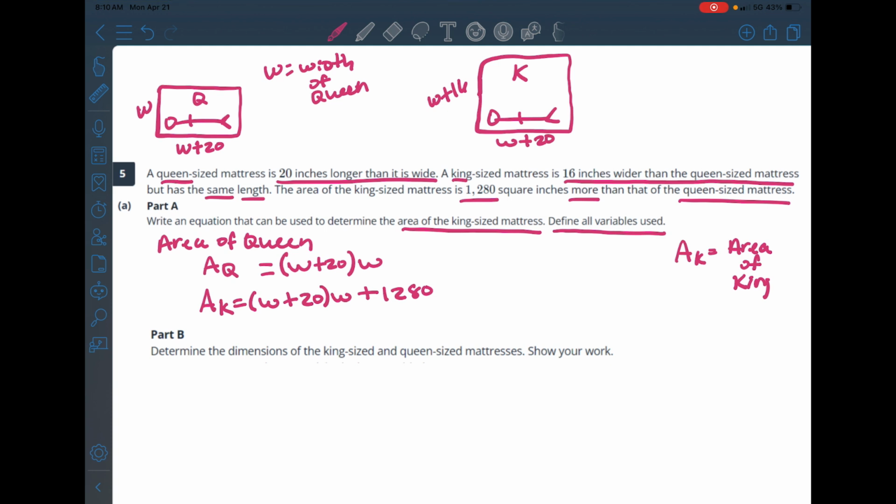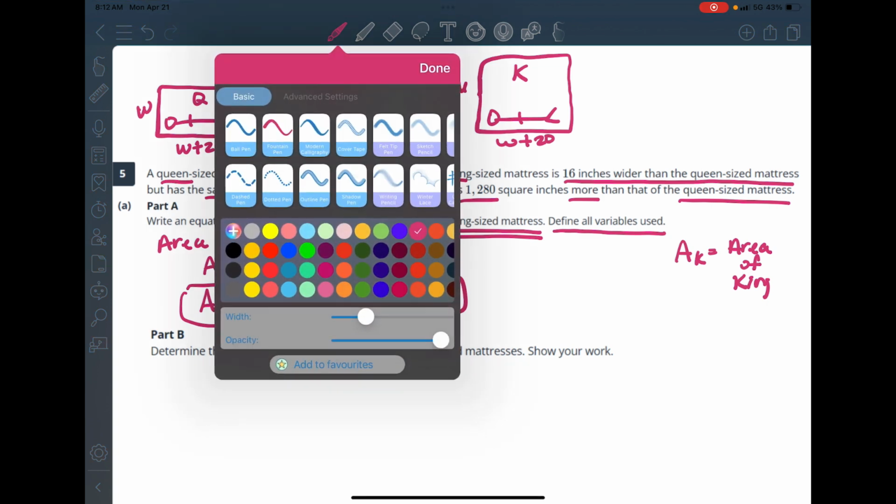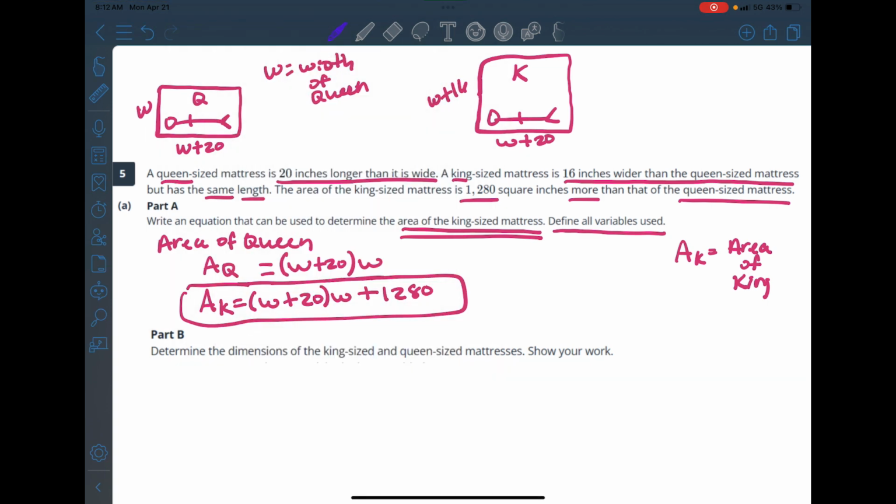So what is it asking? It is asking us to write an equation that can be used to determine the area of the king size mattress. So there is our equation that we answered part A. For part B, it says determine the dimensions of the king size and queen size mattresses. Show your work. So now we're going to have to put some numbers to it.